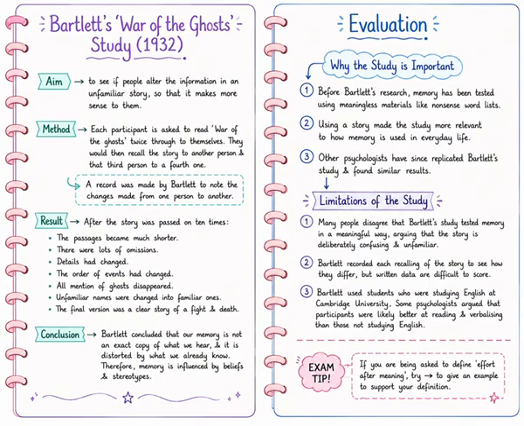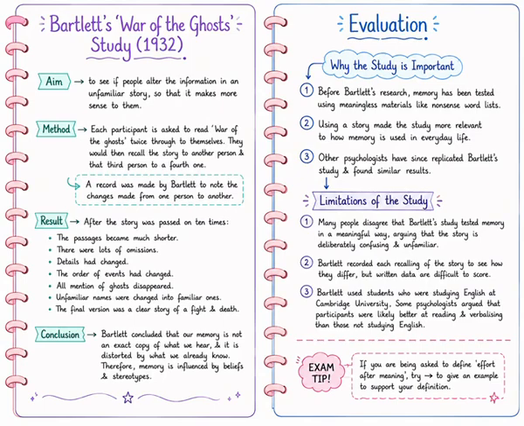The method he used was each participant is asked to read War of the Ghosts twice to themselves. Then they would recall the story to another person, and that person would recall it to a fourth person. A record was made by Bartlett to note the changes made from one person to another. He took down notes to see the changes.